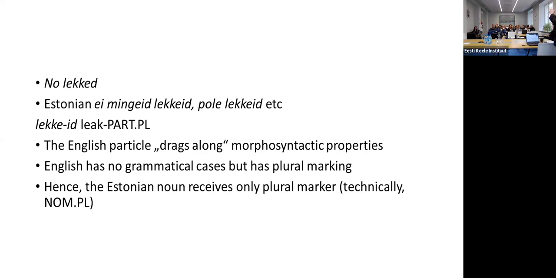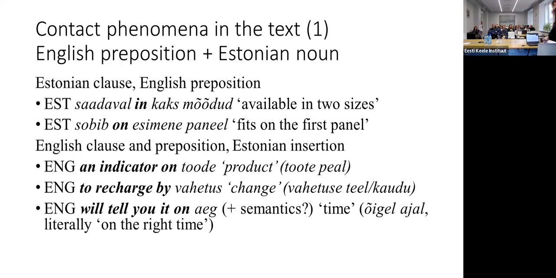The Estonian noun gets only the nominative plural marker, and that's it. What is quite interesting is when you have an English preposition before an Estonian noun phrase. There are cases where the phrase is in Estonian, then you have an English preposition and the rest is in Estonian: "Saataval in kaks mõõdut sobib", I cannot pronounce this, "on esimene paneel". Or you have an English clause and preposition, and then it goes on in Estonian: "An indicator on toode, to recharge by vahetus, will tell you it on aeg." This is interesting because of "on time", but it's also about semantics.